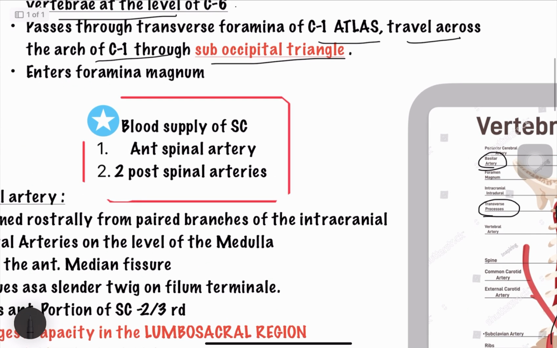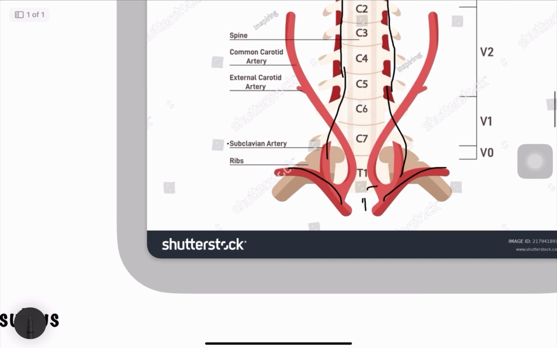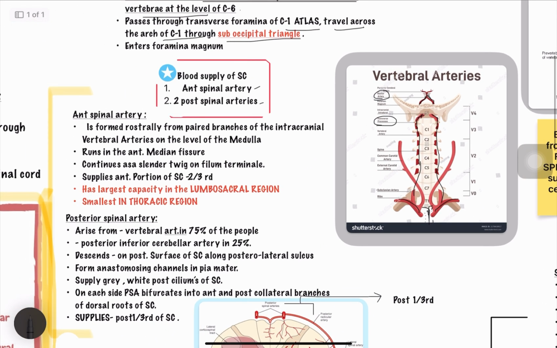So the blood supply of the spinal cord comes from the anterior spinal artery and the posterior spinal arteries. The vertebral arteries give off the anterior spinal artery, which runs along the anterior median fissure of the spinal cord, and they also give the posterior spinal arteries, which are 2 in number on the posterior aspect. The anterior spinal artery is formed by the paired branches of the vertebral arteries at the level of the medulla and runs in the anterior median fissure of the spinal cord.